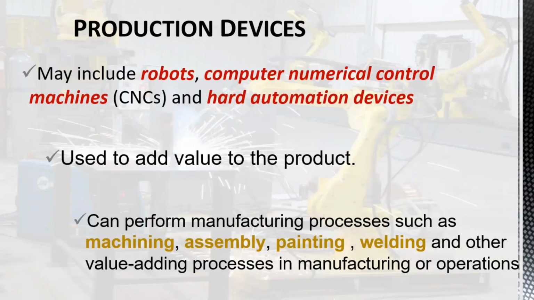Production devices mainly include robots, CNC systems, and hardware automation devices as well. Normally they perform the manufacturing processes such as machining, assembly, painting, welding, and other value-added processes in manufacturing and other operations.